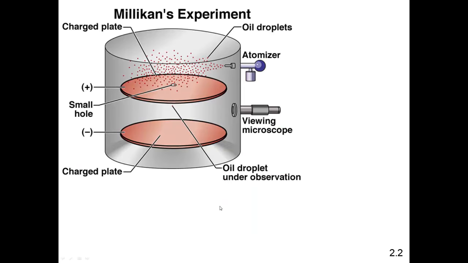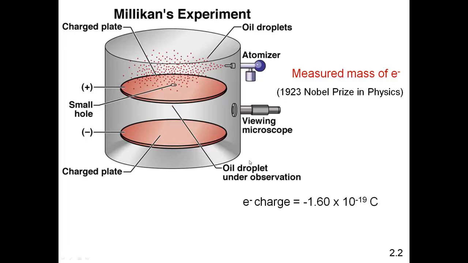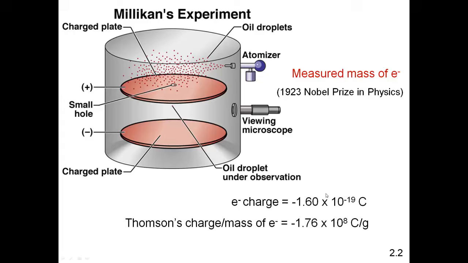Millikan was the guy that determined what the charge of an electron really was. He used what our last guy, Thomson, had done to find out the mass of an electron. Again, Nobel Prize in Physics, and he figured out the charge of an electron. Then using Thomson's charge to mass ratio, knowing the charge, he could determine the mass, which is a really, really, really small mass. Electrons don't take up much space, and they certainly don't have that much mass.